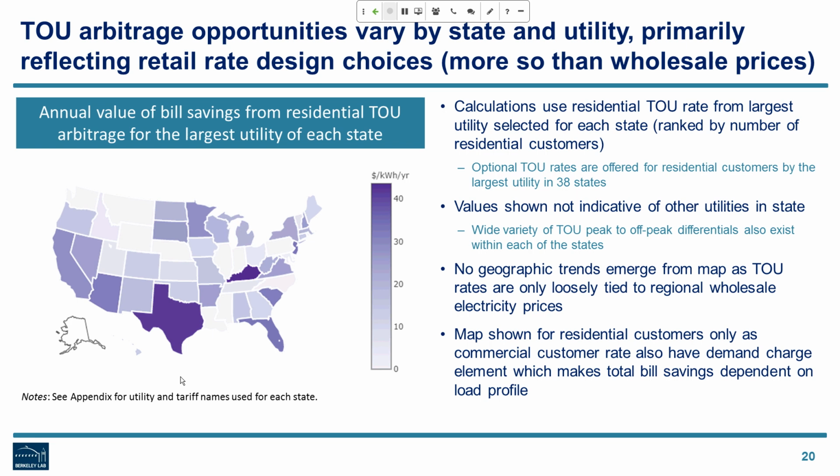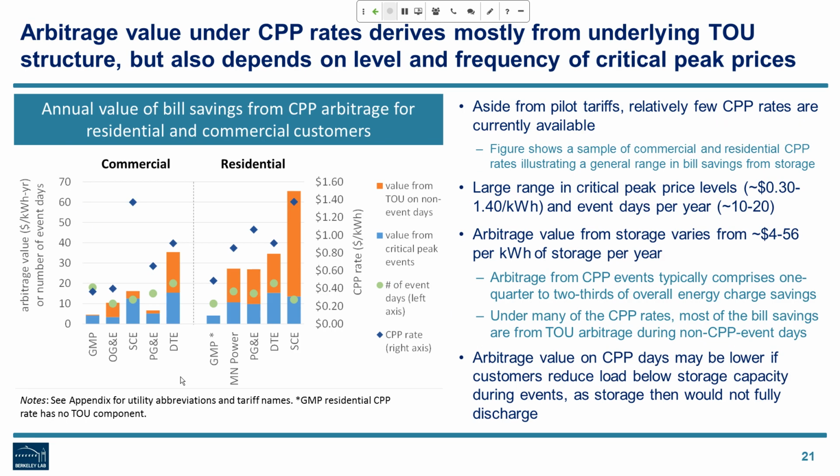So the main thing we note here is that there's no geographic trend that we can observe from the map. And this is because time of use rates are really only loosely defined on wholesale electricity prices. So states which have similar wholesale electricity prices won't have similar time of use rates necessarily. There are more limited set of critical peak pricing rates.